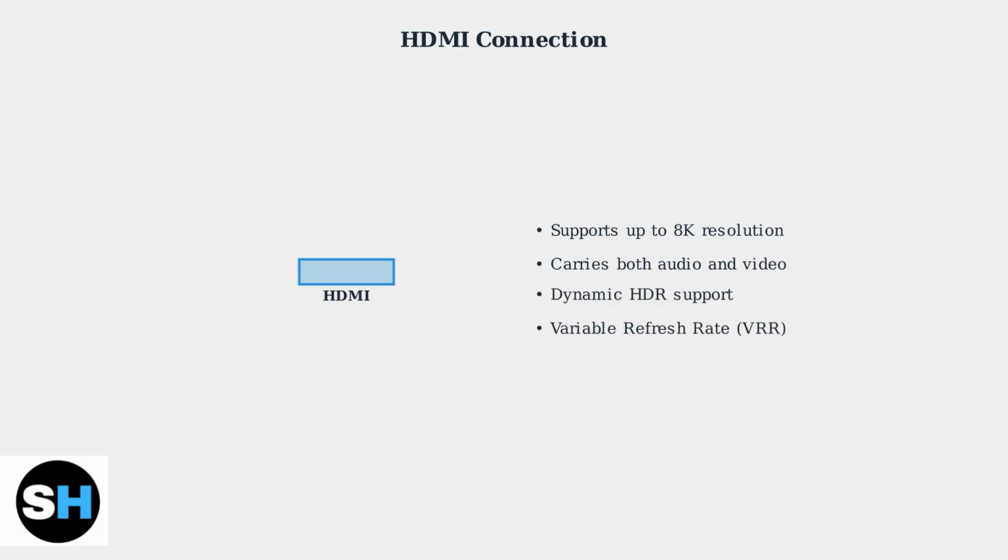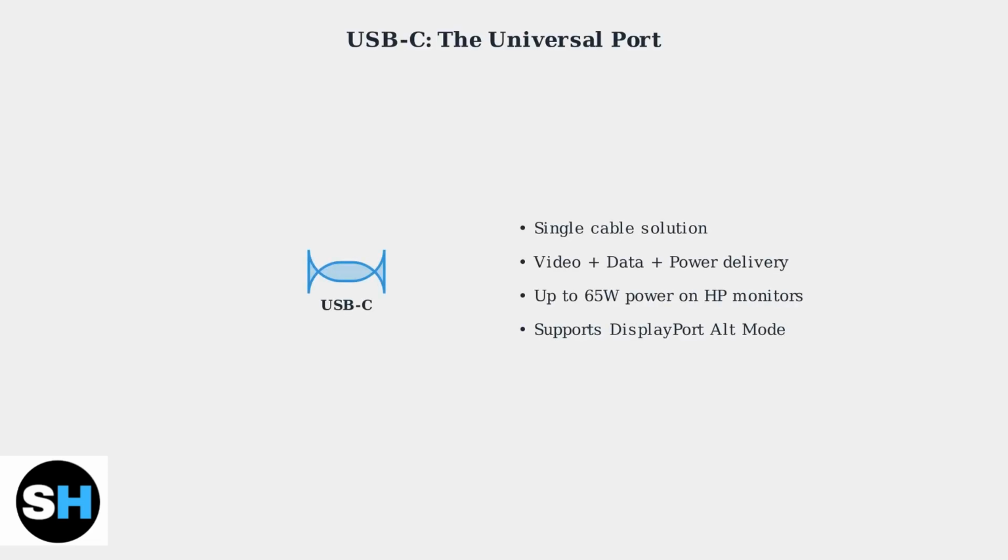HDMI is the most widely used connection. It transmits both audio and video signals, supports up to 8K resolution, and includes advanced features like dynamic HDR and variable refresh rate. USB-C is becoming the universal standard. It can transmit video, data, and power through a single cable. Many HP monitors provide up to 65 watts of power delivery through USB-C.